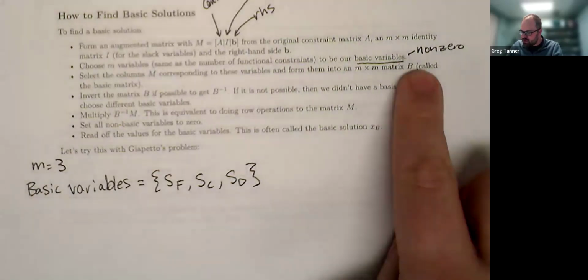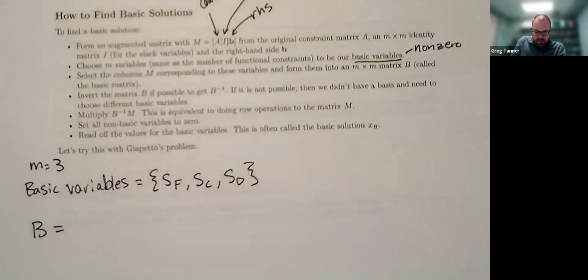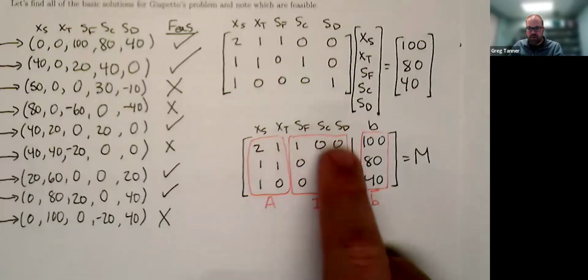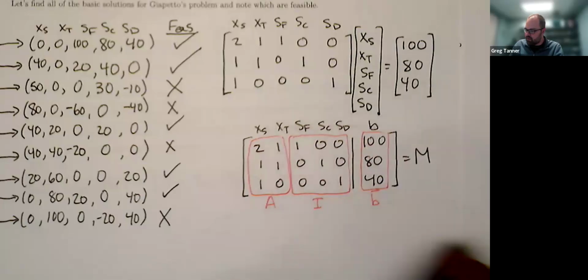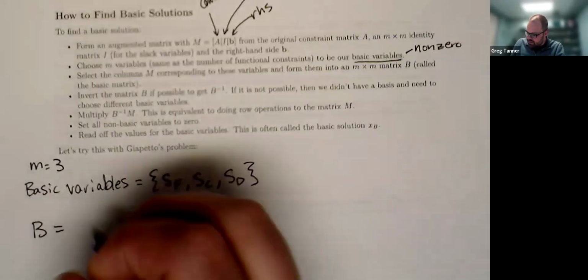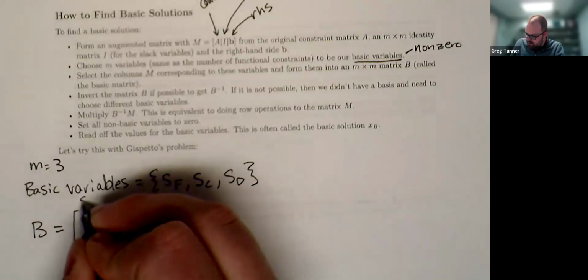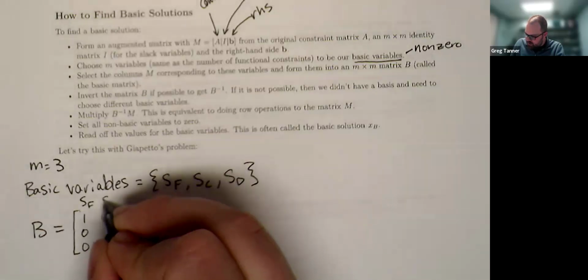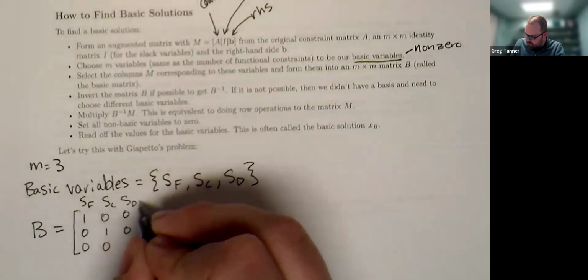Now I form my B matrix. For my B matrix, I grab the columns in M that correspond to those 3 variables. So I'm going to grab this column, and this column here. In this case, my B matrix is going to be 1, 0, 0. That's the SF column. 0, 1, 0. That's the SC column. And 0, 0, 1. That's the SD column.